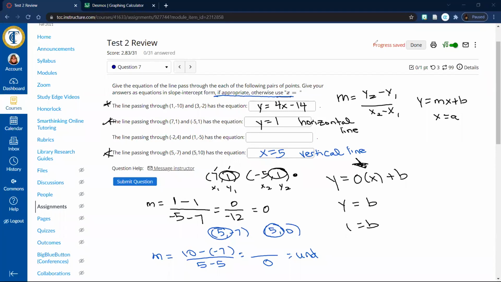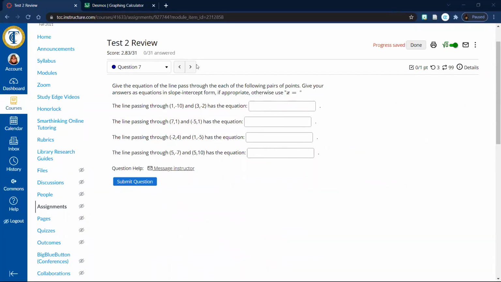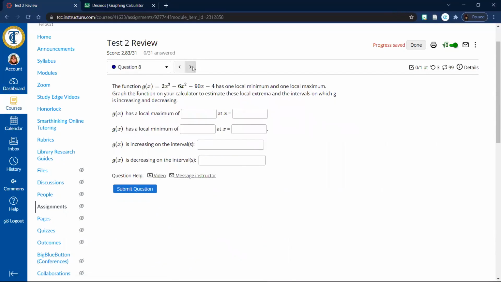Okay. We're going to go ahead and move on. This is a good one. So you were given this function and it says it has one local minimum and one local maximum. And it says to graph the function on your calculator.